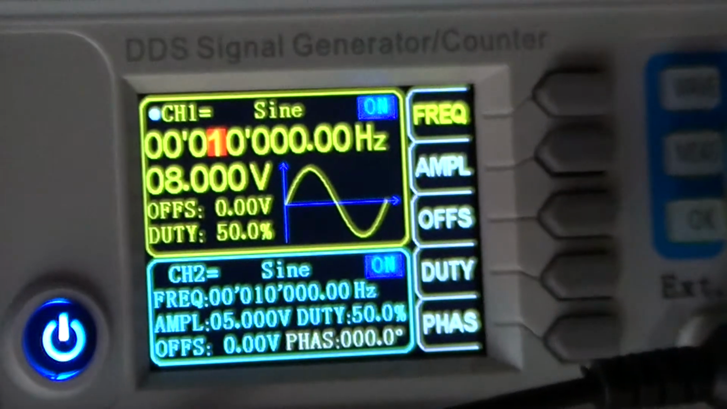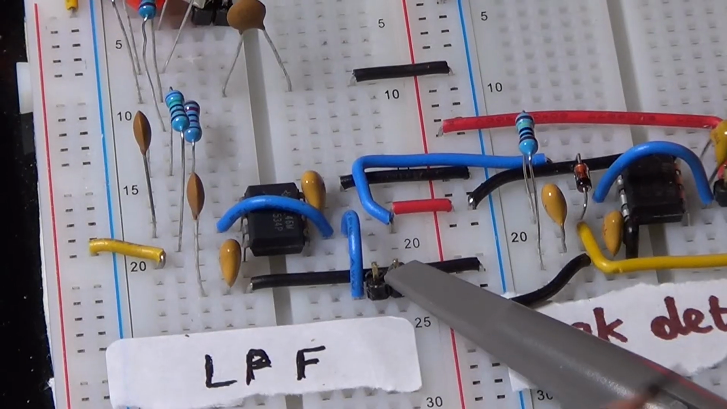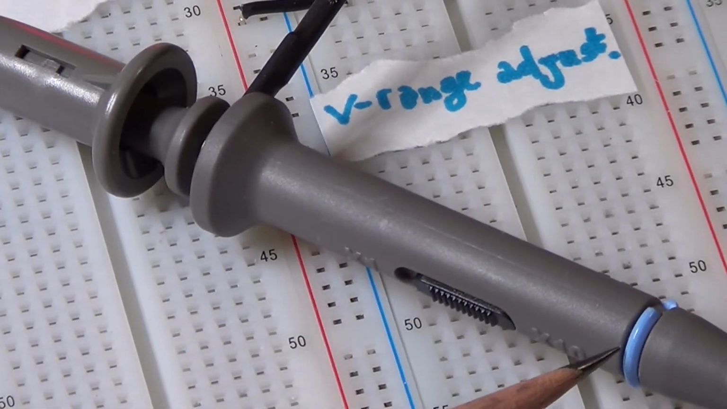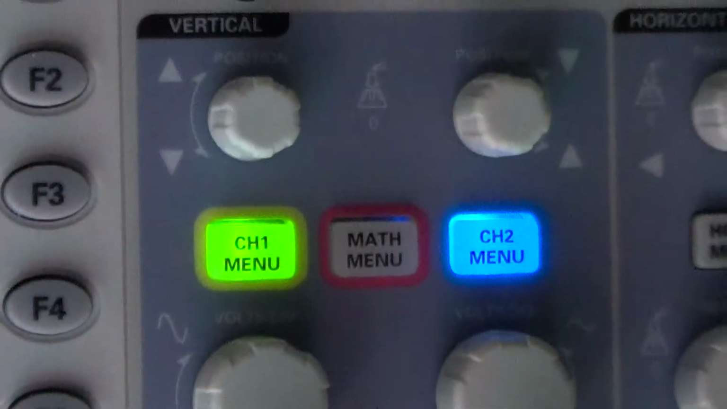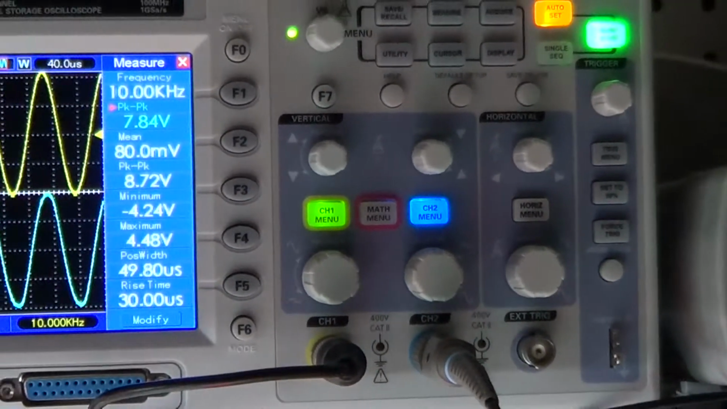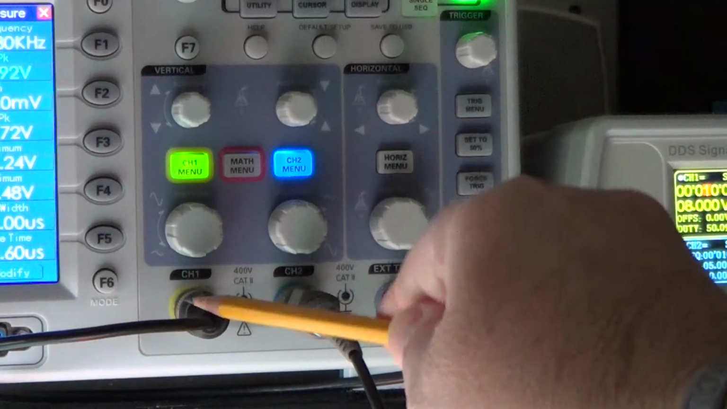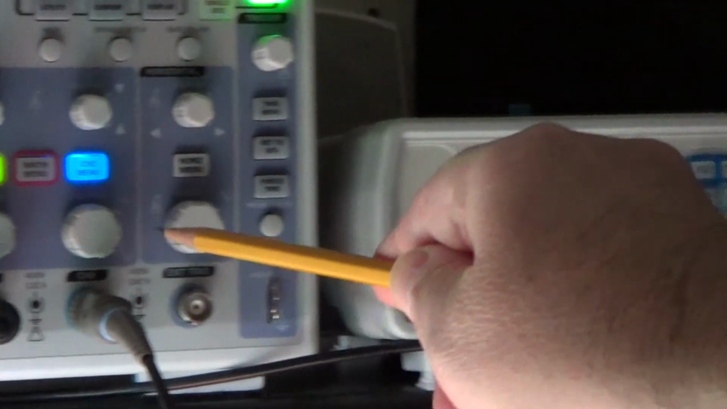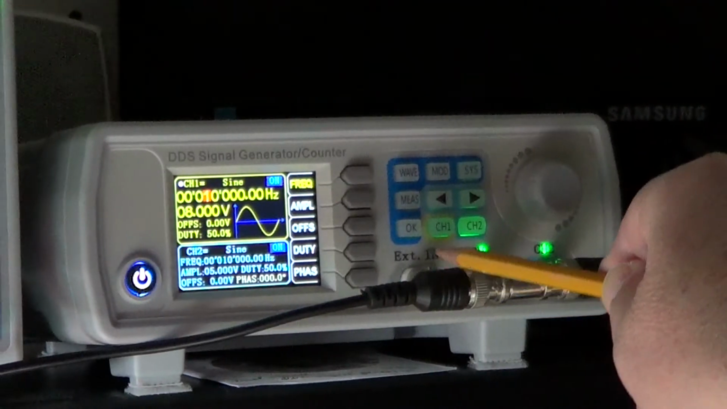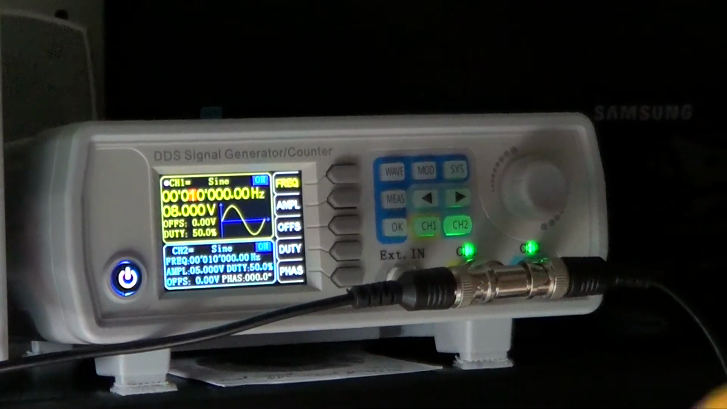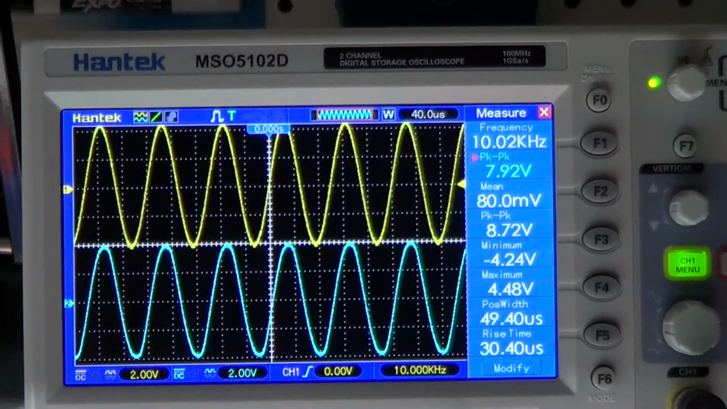Here is the function generator I used to inject the signal into the filter. An oscilloscope probe is connected to the output of the filter on pin 6 of the IC. It goes to channel 2 of the oscilloscope, the one that is visualized in blue. Channel 1 of the oscilloscope, in yellow, is connected directly to the function generator, so we can see both input and output waves at the same time and compare them. And here are the signals on the oscilloscope monitor.